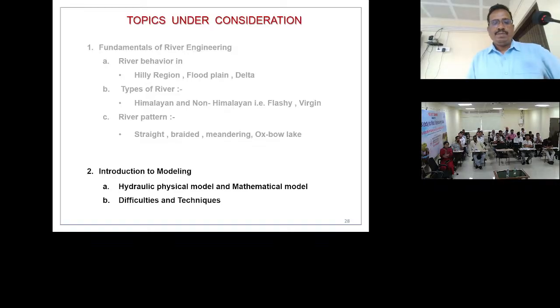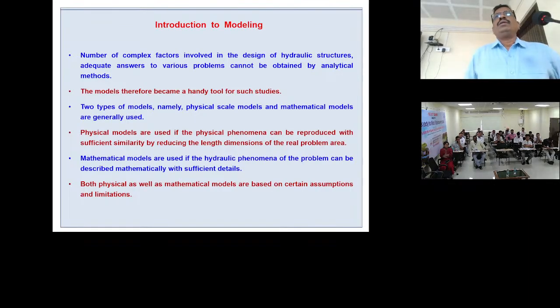Now I am going to explain about the physical and mathematical modeling of rivers. Before going to modeling, I just explained about the different types of river, because whatever works or structures studies we have to conduct, we need to know about the river, the bed material of the river, the flow and the location of the river, and what type of bed material and slopes. All these characteristics you should know before modeling. A number of complex factors are involved in the design of hydraulic structures.